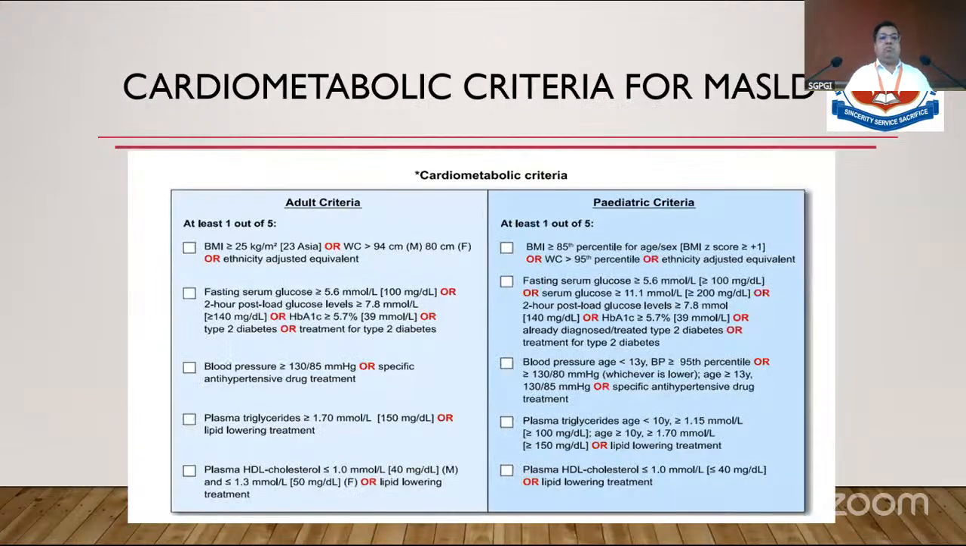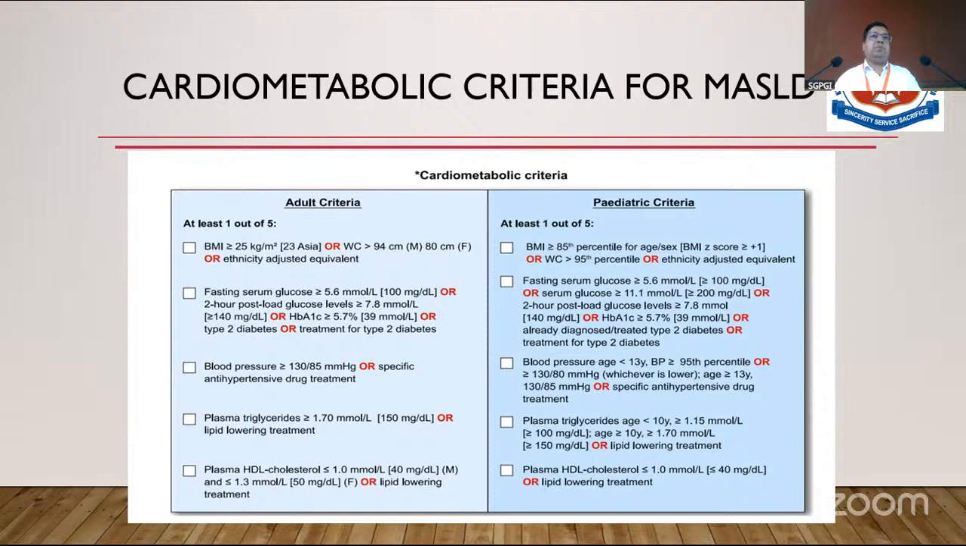So what are the cardiometabolic criteria for MASLD? This is also told by Amit Goel sir. Five criteria are present. First one is obesity. That means BMI more than 23 for Asian people, or having waist circumference more than 94 for males and more than 80 centimeters for females.